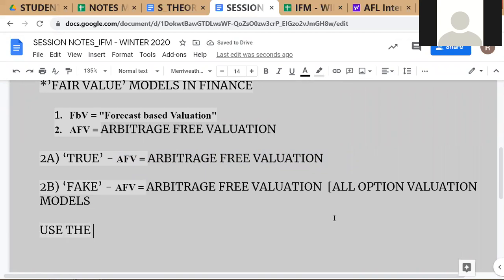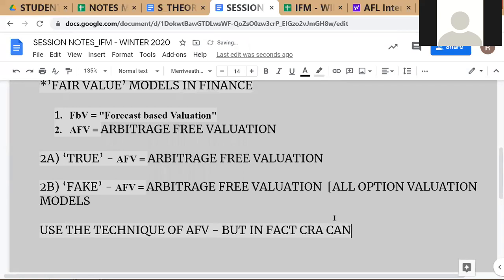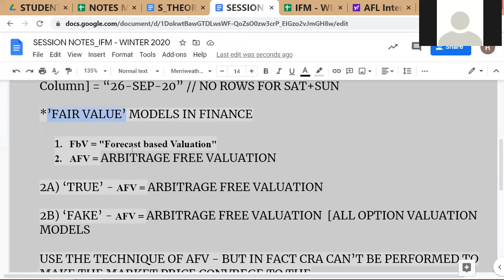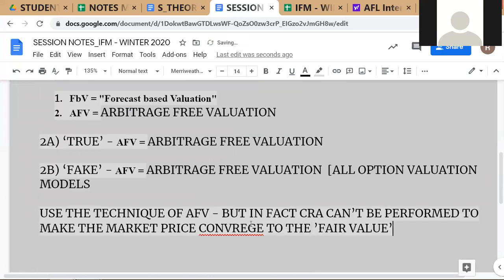use the technique of AFV, but in fact, CRA can't be performed to make the market price converge to the fair value. Again, my spelling is not correct. Remember, the whole thing should be converged, okay?